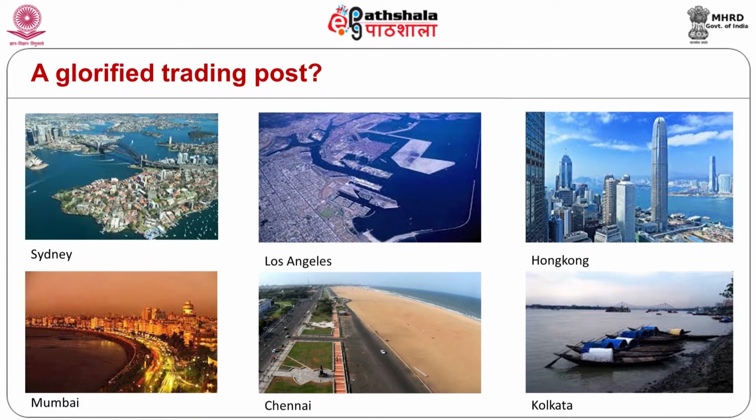As glorified posts or ports, as we call them, all these cities that you see on the slide, whether it is Sydney, Los Angeles, Hong Kong, all of them came into being because of their geographic location and because they were trading posts. In the context of India, the development of the other three metropolitan cities, Mumbai, Chennai and Kolkata, happened only because they are port cities. That is where the trading used to happen. The East India Company came and built their ports.